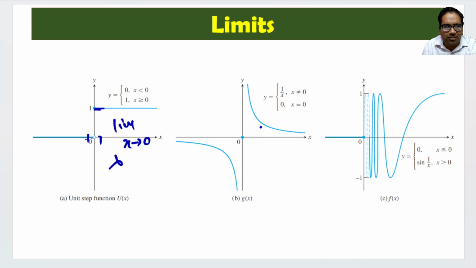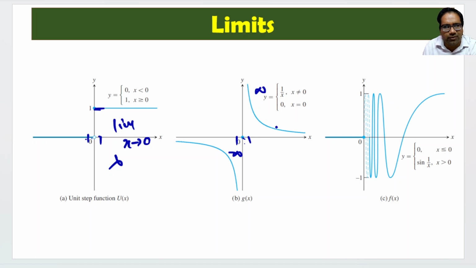In this case also, if you are approaching from the right side, it is trending to plus infinity. But if you are approaching from the left side, x very close to 0, what is the value of this function? Here it is minus infinity. So there is no common point to which both sides are approaching when x equals 0.